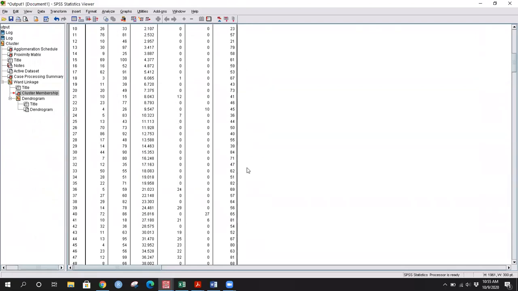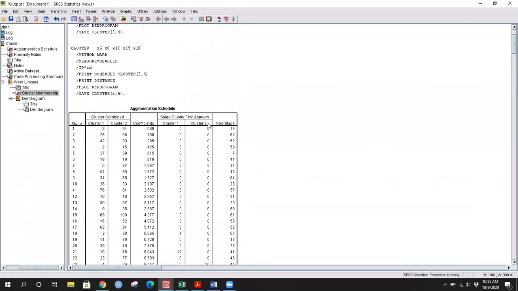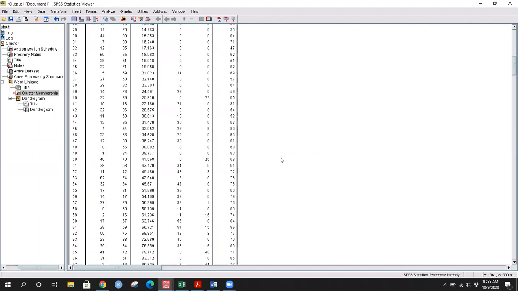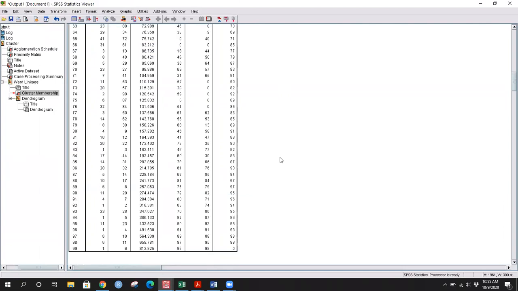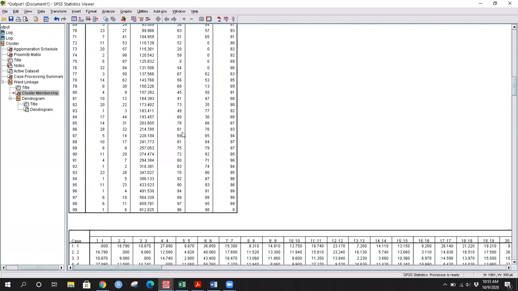So you look at this column. This particular column tells you the stage in which the cluster first appears. And a 0 means that that person or that case has appeared for the first time to become a part of the cluster. Now, whenever you catch a 0 towards the very last stages, say like here, for example, that means those observations have been added very late in the clustering process.